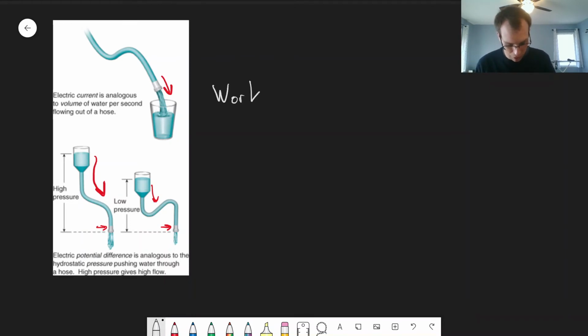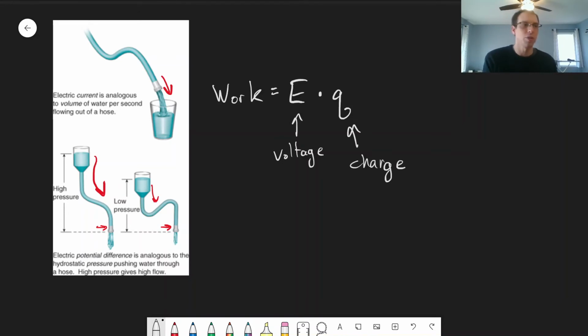So electrical work, in an analogy to physical work where we're moving objects around, that's a force times a distance. In electrical work, we take the voltage, which different places write different ways, but in this class we're going to use the symbol capital E to represent electrical potential energy or voltage, right? So this is our voltage, how much force is pushing on our electrons, times Q, which is the charge. So this tells us the amount of electrical work that's done.